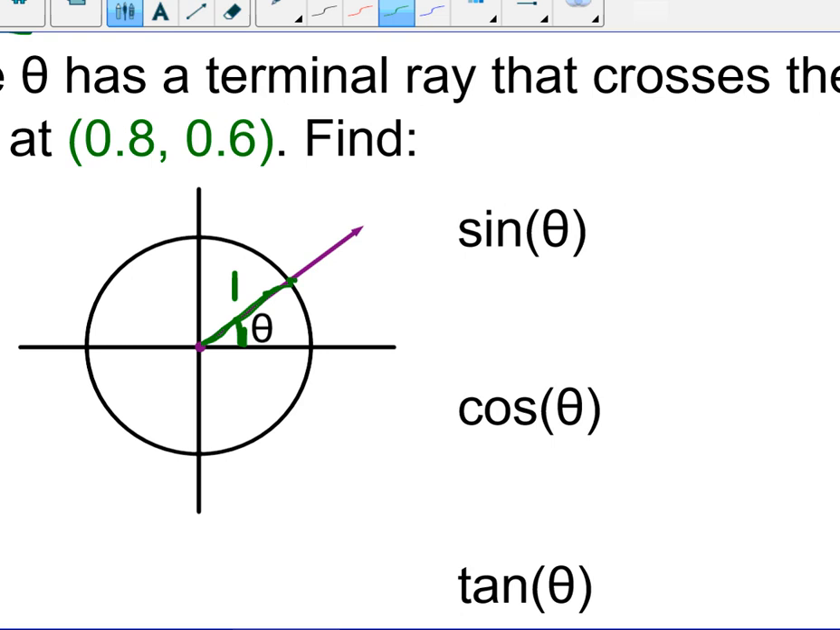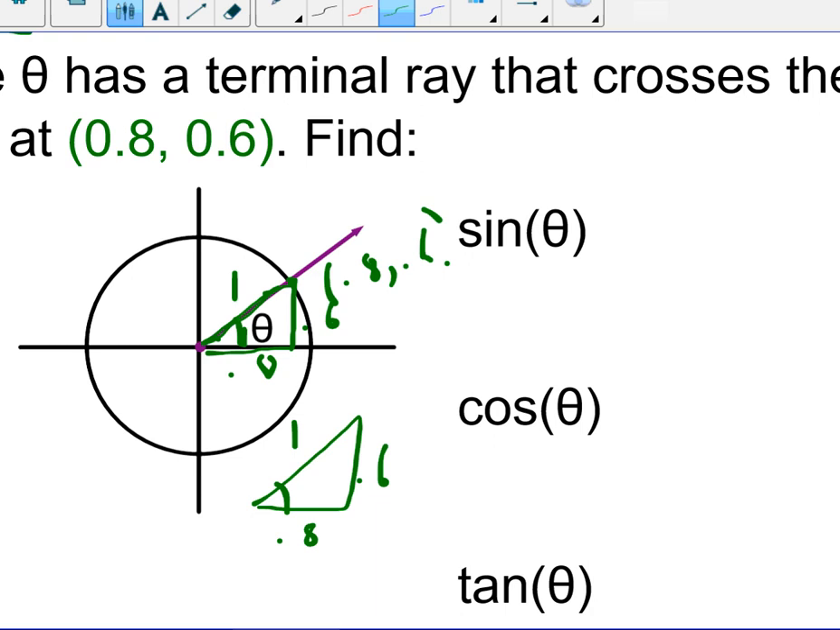So then I'm just going to draw down to the closest x-axis and create a right triangle here. And I can find the length of these two sides because I know this point is (0.8, 0.6), which tells me that the distance I've gone along the x-axis here is 0.8, and the distance that I've gone up the y-axis here is 0.6. So I know I have a triangle that goes 0.8 on that side, 0.6 is the length of that side, and 1 is the length of that side.